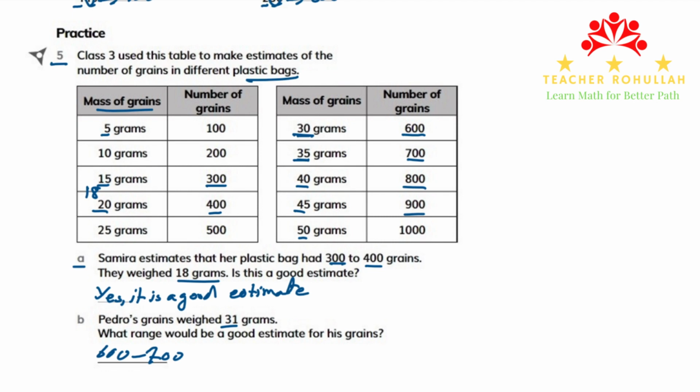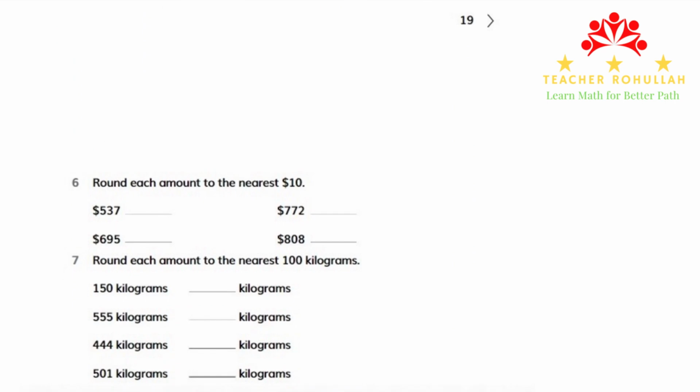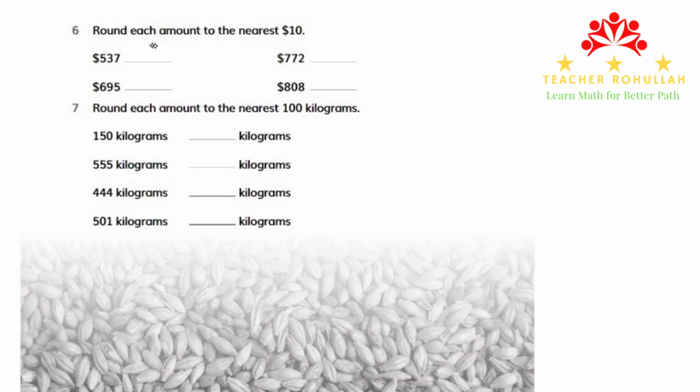Let's scroll down to go to question number 6. In question number 6, it says, round each amount to the nearest $10. To round to the nearest $10, we have to find the digit in the tens place and circle the digit in the ones place. Seeing that 7 is 5 or more, the number rounds up. So the amount that we get is $540 because it's rounded to the nearest 10.